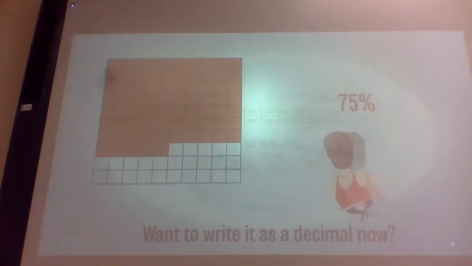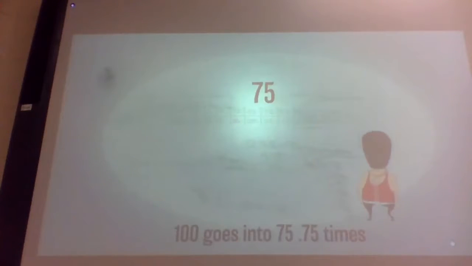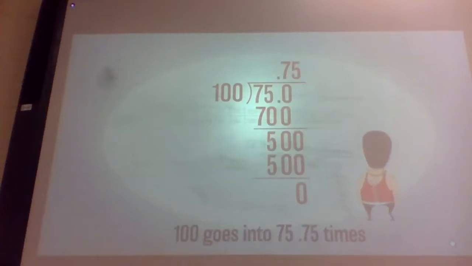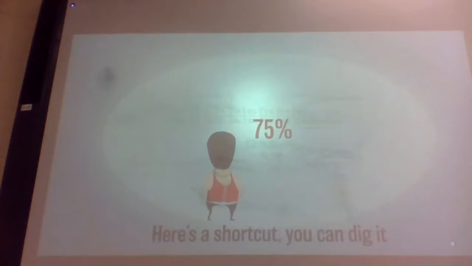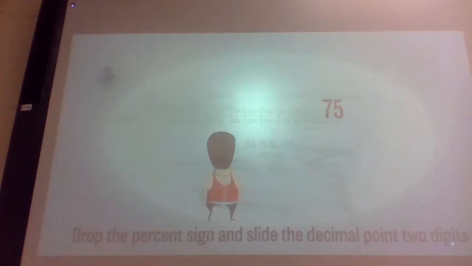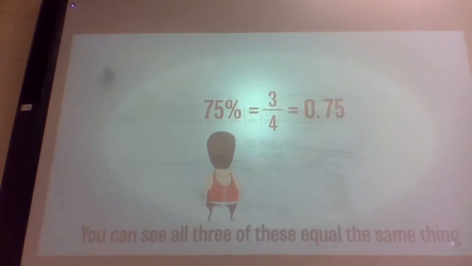Want to write it as a decimal now? Just divide the percent by 100. Now 100 goes into 75, 0.75 times. It gives us the right decimal every time. Here's a shortcut: drop the percent sign and slide the decimal point 2 digits to the left. You can see all 3 of these equal the same thing.